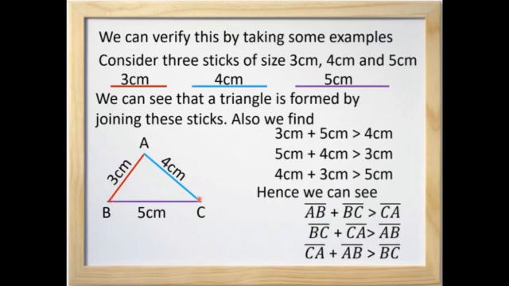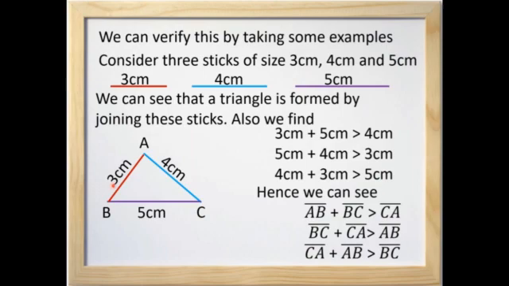Okay children, so we have found out the sum of the lengths of two sides is greater than the third side. Now let us consider the next two sides, that is side BC and side CA. The length of side BC is equal to 5 cm. The length of CA is equal to 4 cm. The sum of these two is equal to 9 cm, which is greater than the third side AB, because the length of AB is 3 cm.